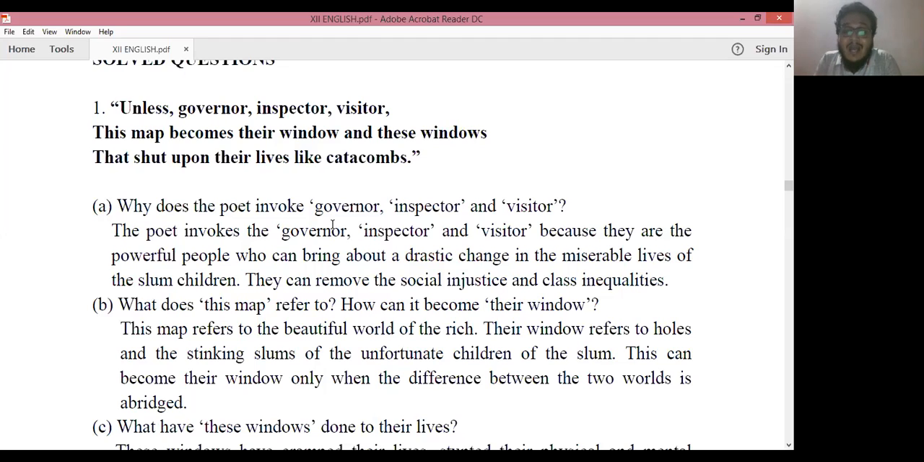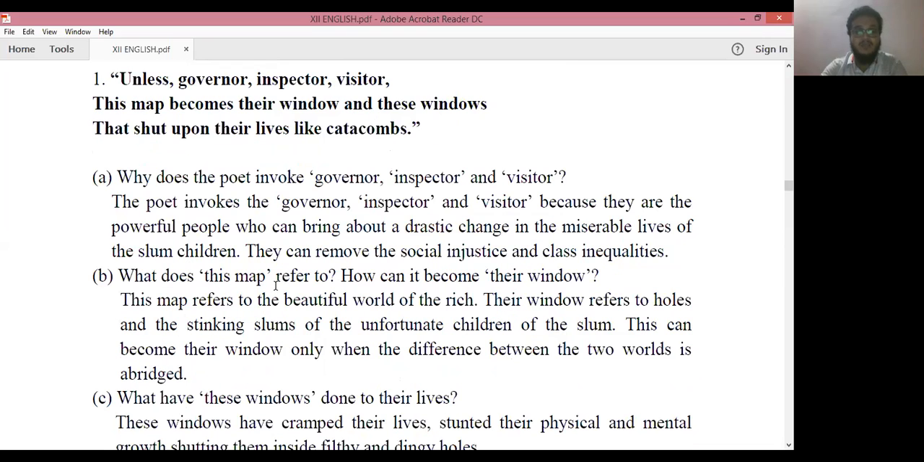See, when these high people visit, they give some donations. Okay, they give some donation for the poor people, and even with this donation, the problem can be reduced, but that won't solve the problem. Next question is, what does this map refer to? This map refers to a beautiful world of the rich.